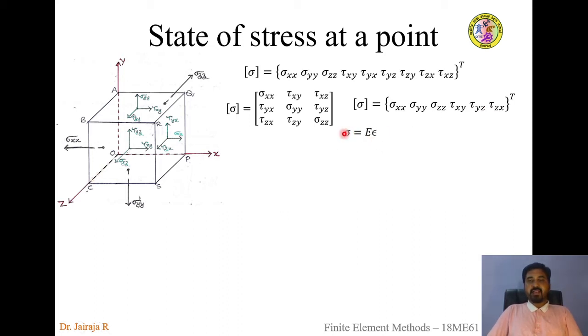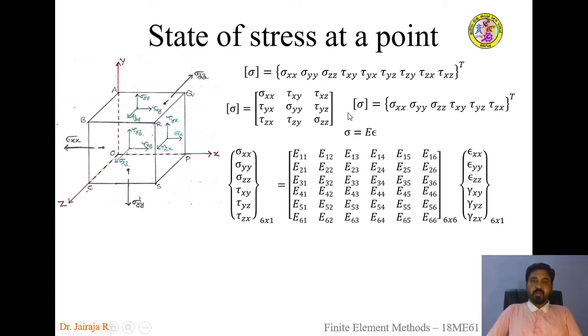From the stress strain equation or Hooke's law, we know that sigma is equal to E into epsilon. Sigma is the stress, E is the Young's modulus, epsilon is the strain. If you want to obtain stresses from the strains, we need 36 engineering constants. If you consider 9 stress components, then to obtain stresses from strains for 9 stress components, 81 elastic constants are required.